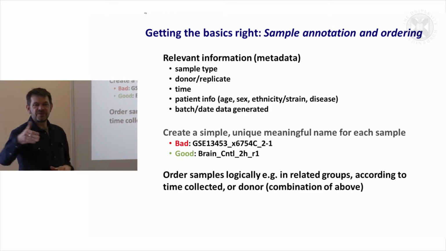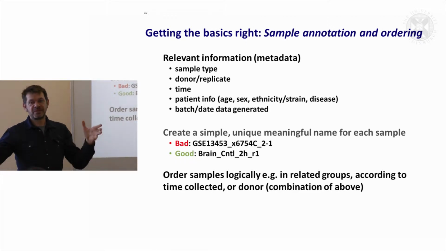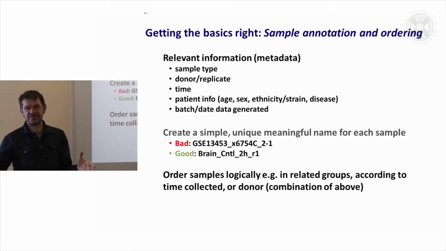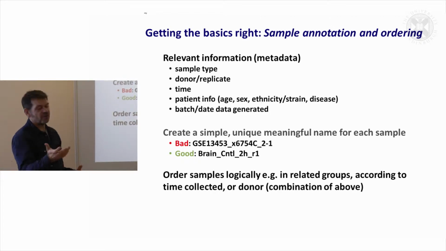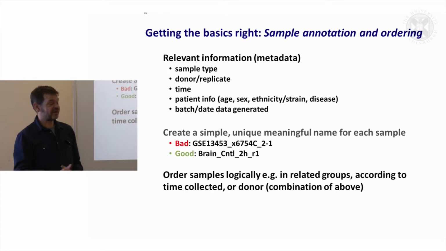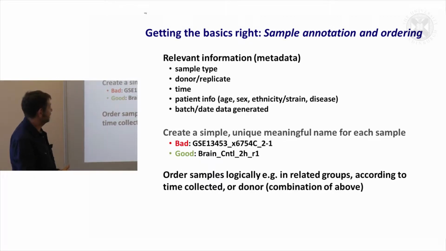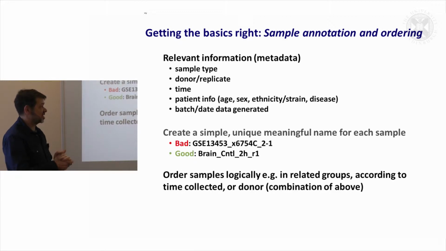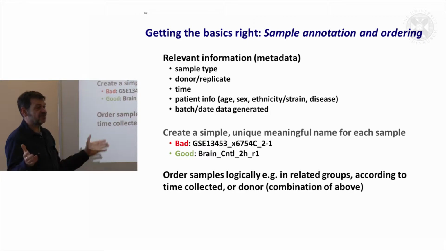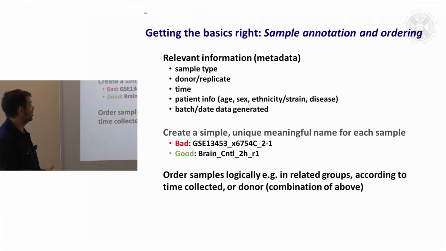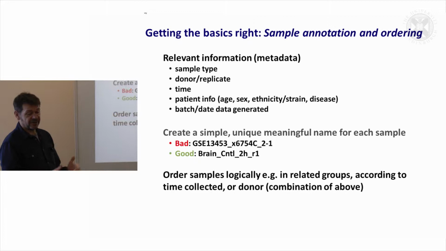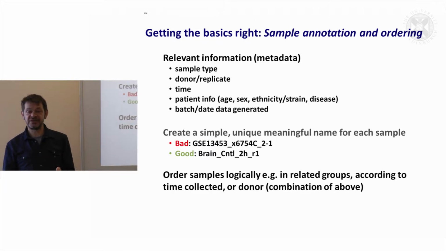Donor or replicate, you run a number of replicates. All those replicates might not be the same if they've come from different animals or different humans, and you want to know that information, because one of your replicates might not have worked. You want to be able to identify what samples have come from what individual. Time, of course, is a variable which might often be in your data. Patient info, age, sex, ethnicity, strain, disease, these are all things you often know about a sample. That's why you're often analysing them. And the other important thing is the batch or the date the data was generated.